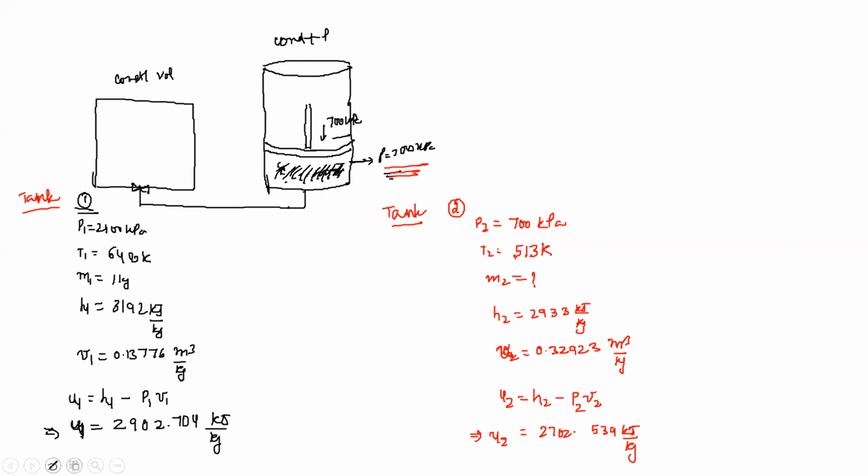Let us apply our equation of state on state 1 and state 2. So the general equation of state for the tank gives us P1V1 by M1T1 is equal to P2V2 by M2T2. Since the volume of the tank is going to be constant throughout, we get P1 by M1T1 is equal to P2 by M2T2. We have P1, M1, T1, T2 and P2. So from here, we'll get M2.